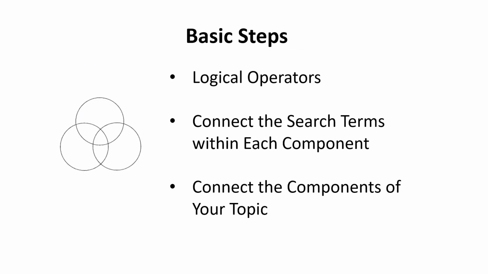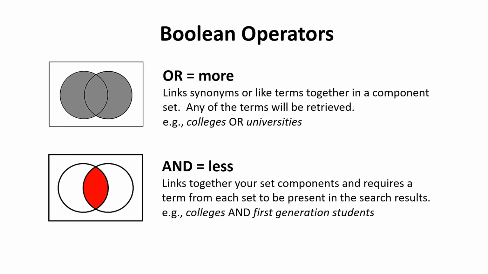The general procedure is to use logical operators as you utilize library databases for your search, and that includes the library catalog. These logical operators are also known as Boolean operators. They will connect the search terms that lay within each component of your search, such as keywords. The operators will also connect the components of your topic. The most heavily used operators are OR and AND.